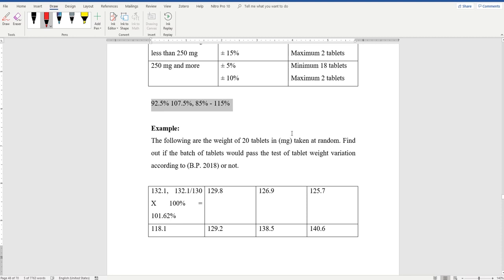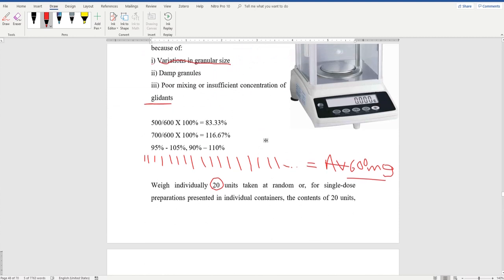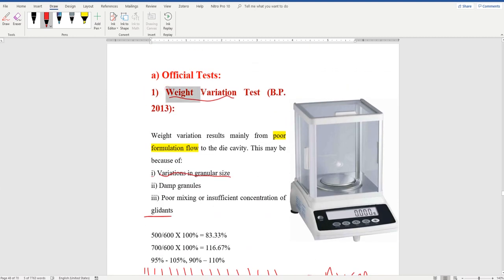Now let's remember something. I told you I want you to differentiate between weight variation test and uniformity of content test. Weight variation test focuses on the total weight. What is the total weight? It will include the weight of the drug and other excipients. Excipients like what? Like diluent, disintegrant, binder, lubricant, glidant. Okay? So it's not only the drug. So you are weighing the whole tablet.